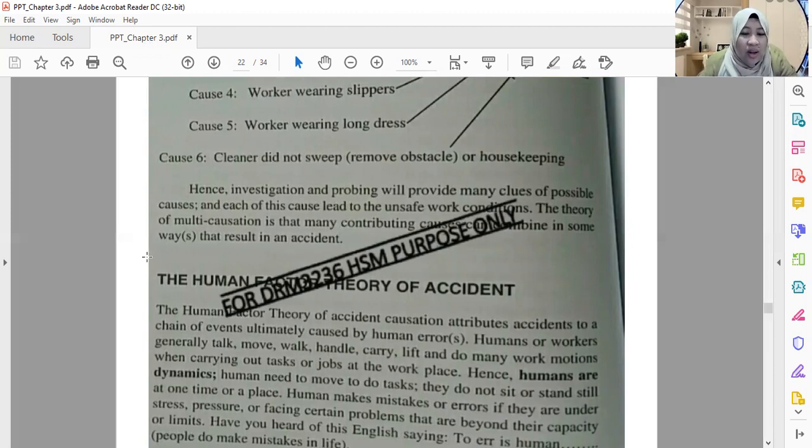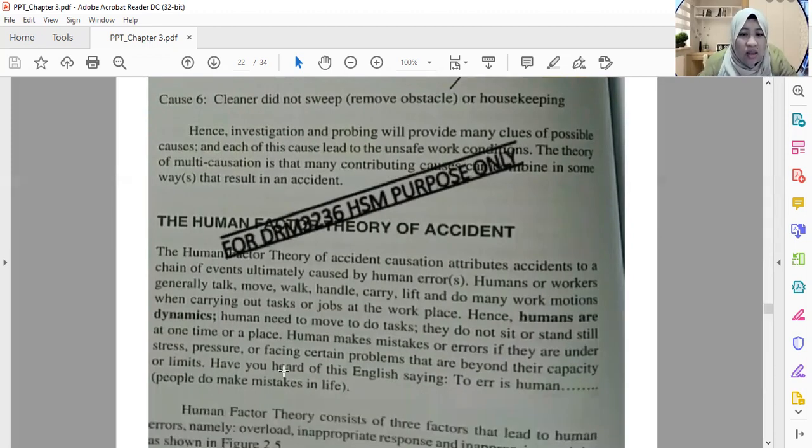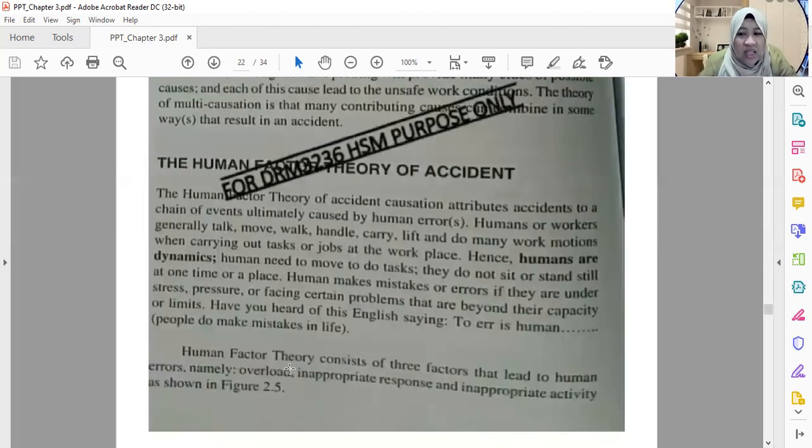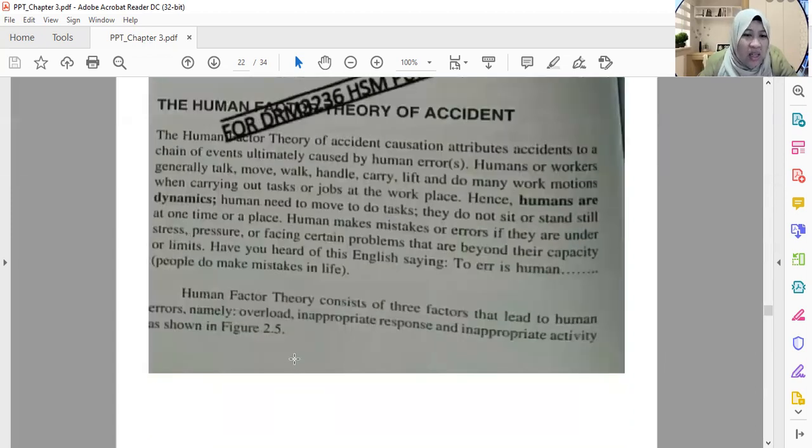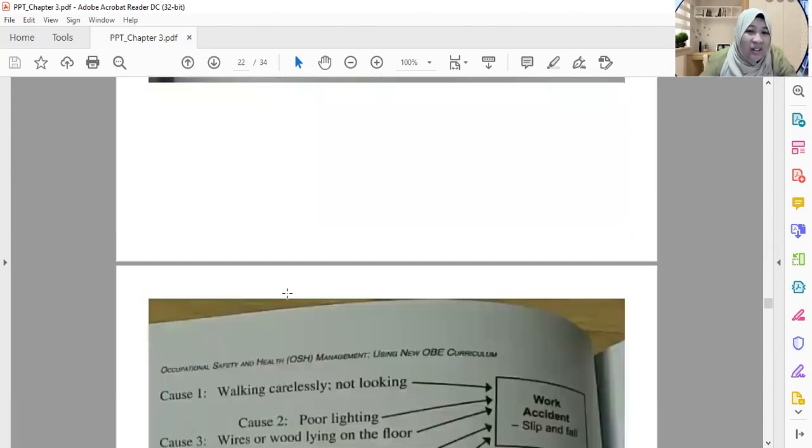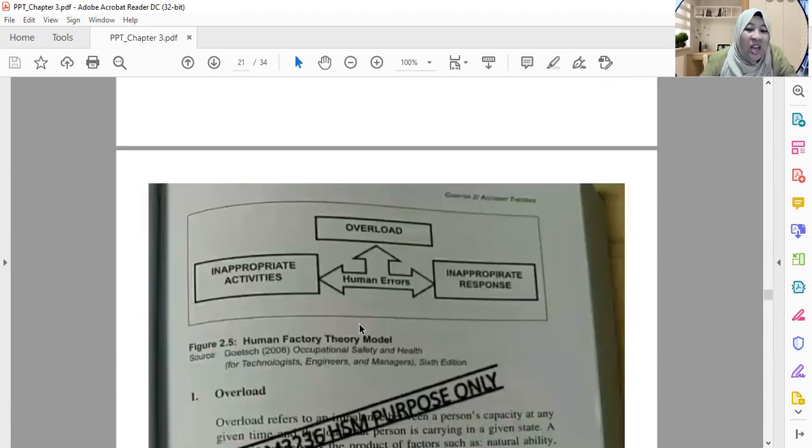Alright. So in here there will be the human factor theory of accidents. It is stated here, the human factor theory of accident causation attributes accidents to a chain of events simultaneously, ultimately caused by human error. I think this one will be regarding the above just now, which is saying here. Okay, but it's okay.